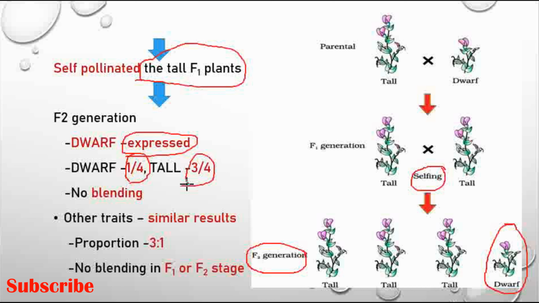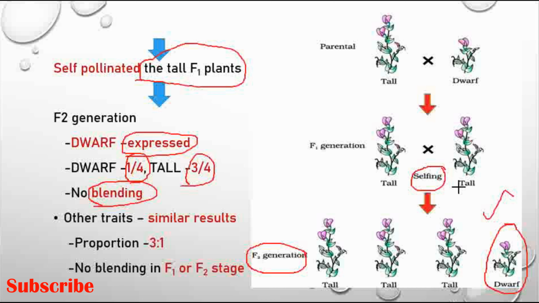And there was no blending. So what is blending? The F2 generation plant resembled either one trait, that is, it was either tall or dwarf, but there was no mix in the intermediate height. There would be a height between tall and dwarf, right? Such intermediate height plants were not there. That is what is called blending. So there was no blending.